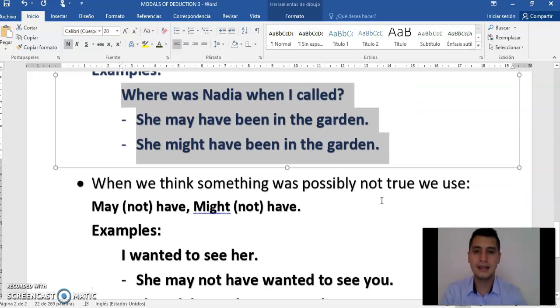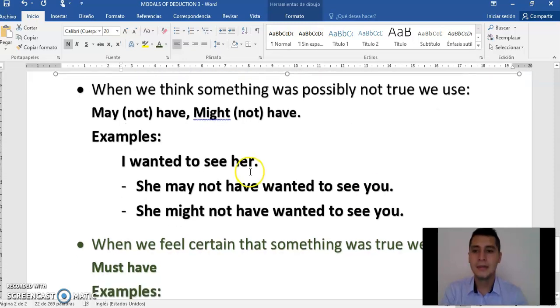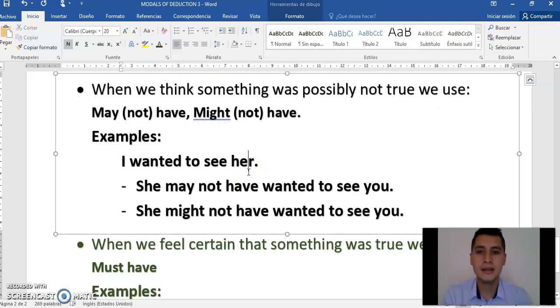Here, as you can see, we have the examples, and I am going to explain you a little bit more in the class. Let's continue with the second case, and this is when we think that something was possibly not true. We use may not have, might not have, okay? And I am going to give you these examples. For example, I wanted to see her, and this is the deduction: She may not have wanted to see you, or she might not have wanted to see you.